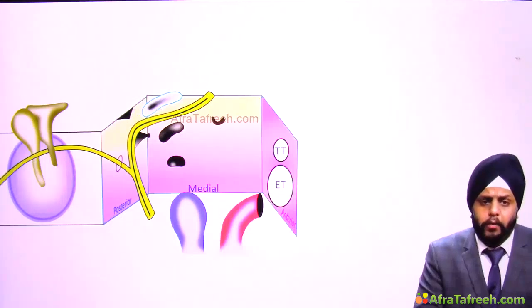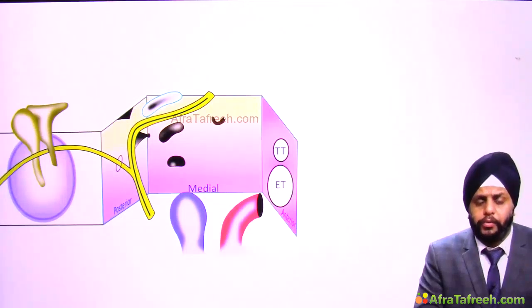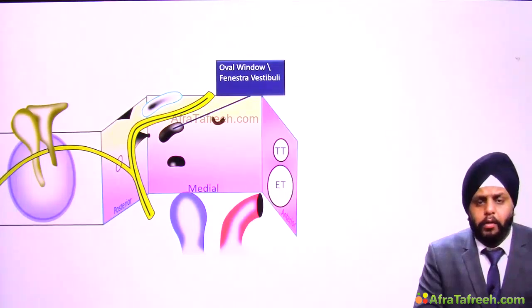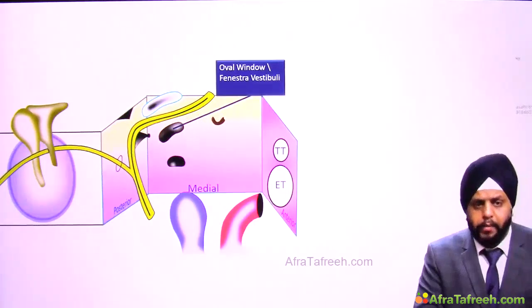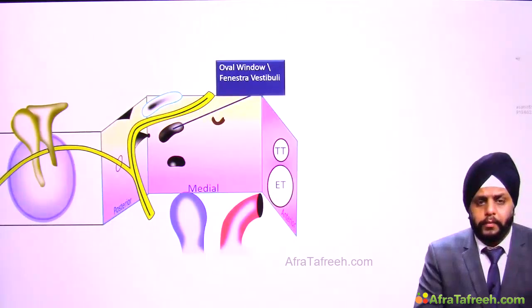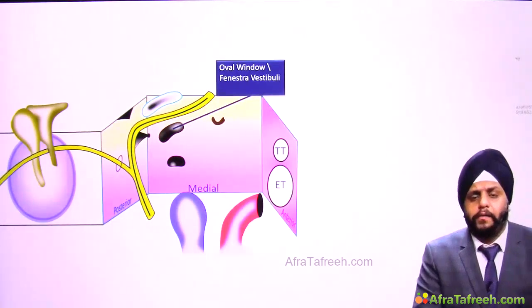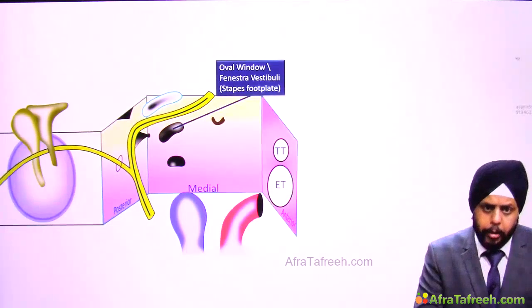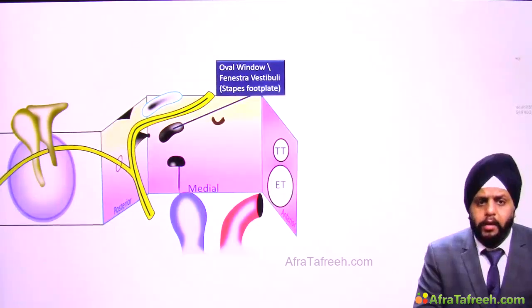Now let's come to the medial wall. On the medial wall you can see that there are two windows. Which two windows? Number one, we have the oval window. Oval window you can also call fenestra vestibuli. Remember, this is a window. Windows are covered. So this window is covered by stapes footplate. Next we have the round window.